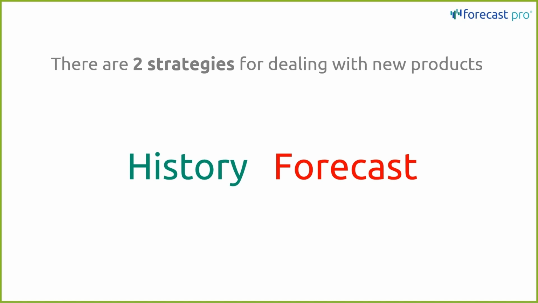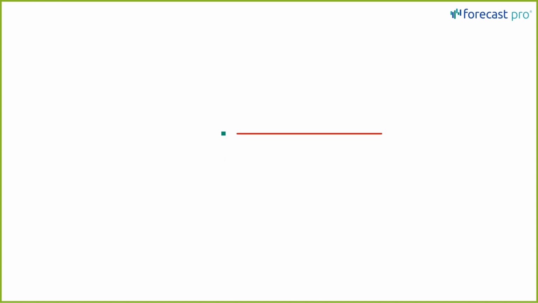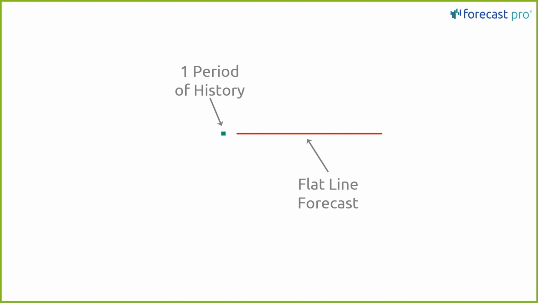On the one hand, we might just want to find history for an item directly. Here's what this would look like. This is an item with only one period of history, so clearly very new. And it's getting a flat line forecast, just a moving average.